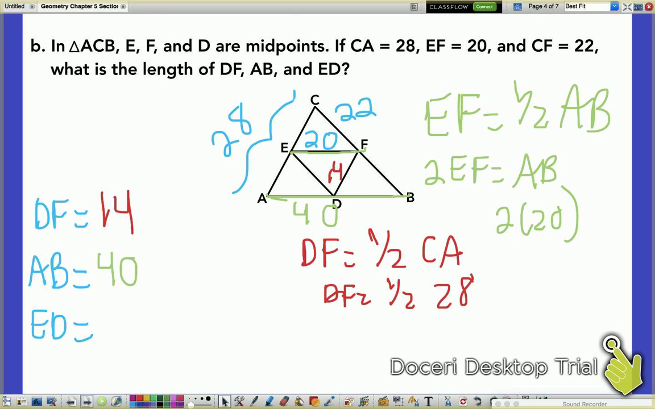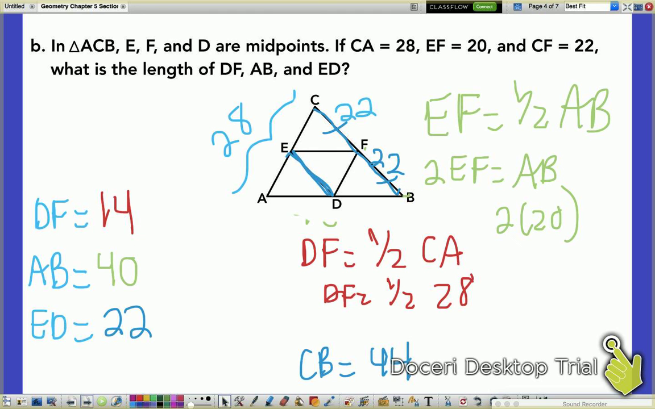Now they want ED, so let's erase this hot mess here. Okay, so they tell me that CF is 22. Well, FB would also be 22 because these guys are congruent. So ED, right there, would be half of CB. And if CB is 44, 22 plus 22, ED would also have to be 22.